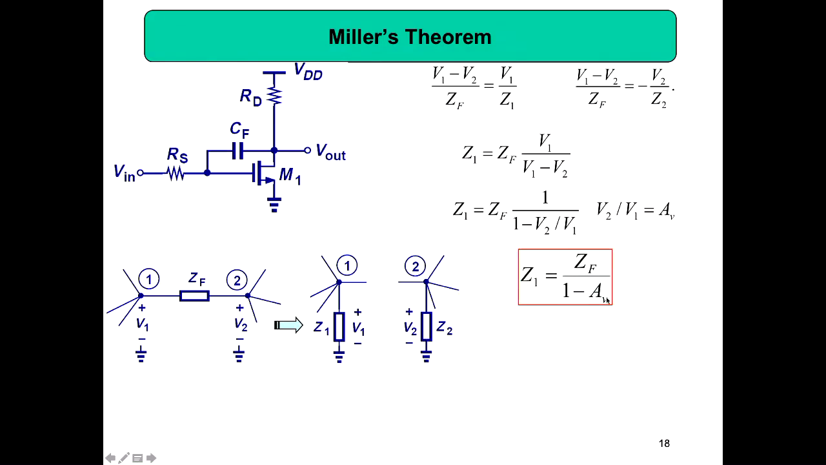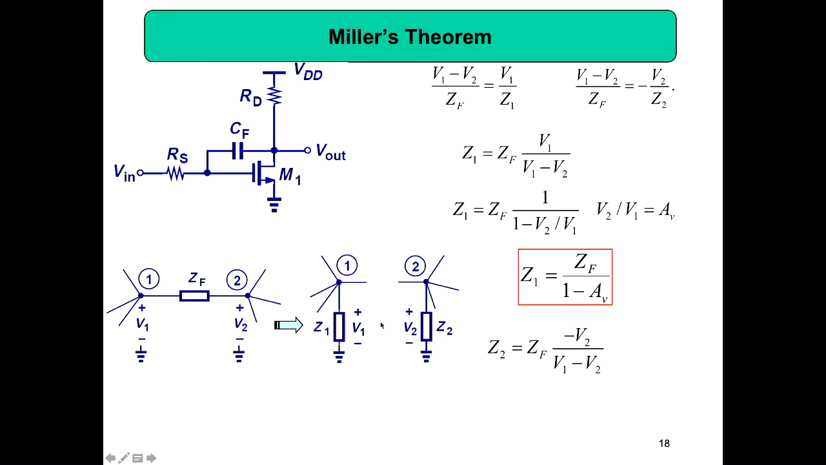Then in the same way you can find out Z2. Z2 equals ZF into minus V2 by (V1 minus V2). So if you got some impedance ZF here, then you can split this into 2 and connect to the ground, and this also you can connect to the ground. Then your Z1 should be ZF by (1 minus AV). AV is the gain of the system here if you got some gain. And then Z2 is ZF into minus V2 by (V1 minus V2).